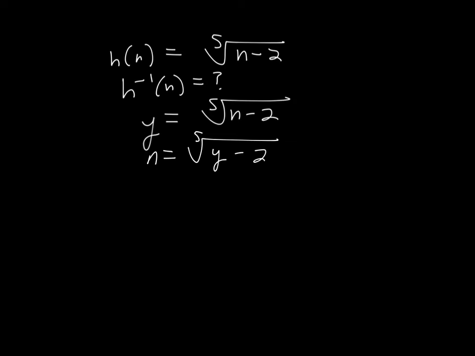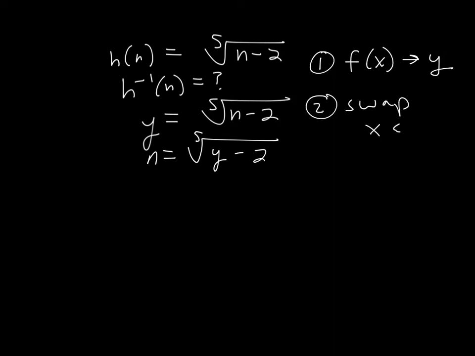So the steps are: f of x, or h of n, or whatever you want to call it, becomes a y. Okay. That's step 1. Step 2, swap x and y, or n and y, or whatever. Step 3, solve for y. That's the steps to finding an inverse.